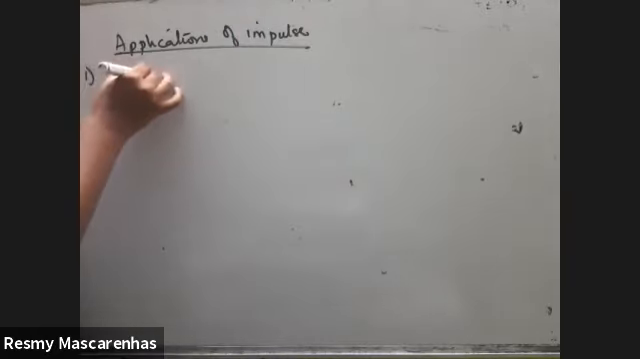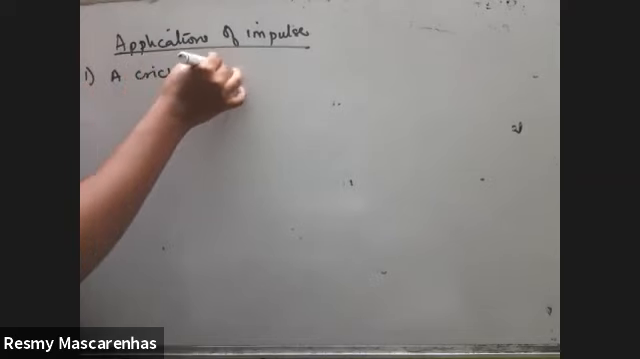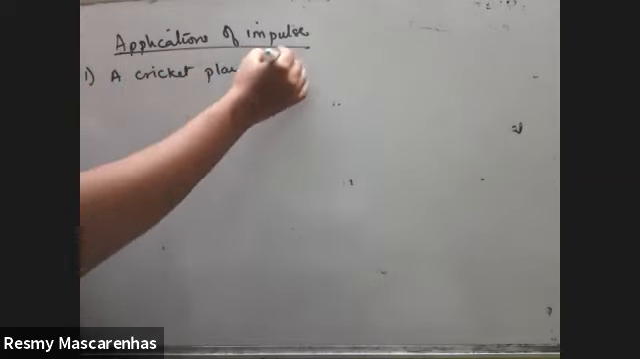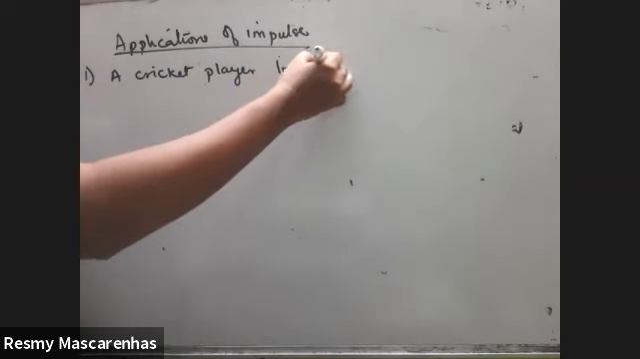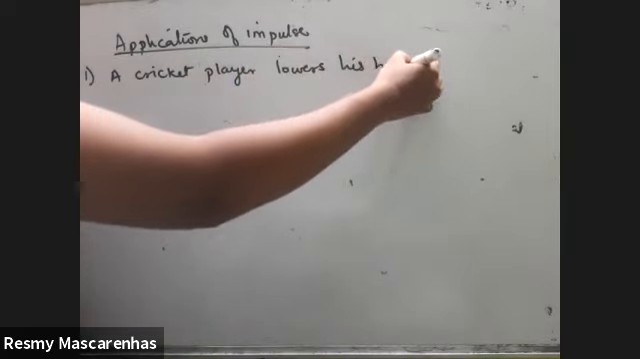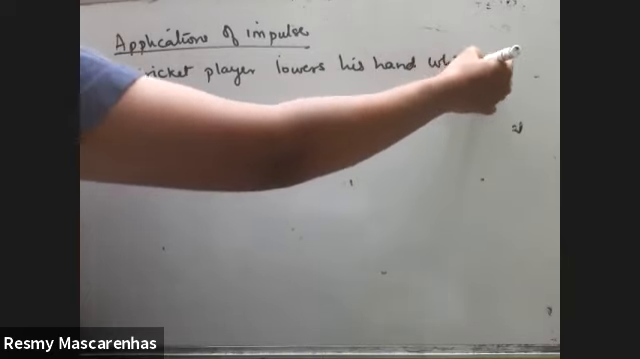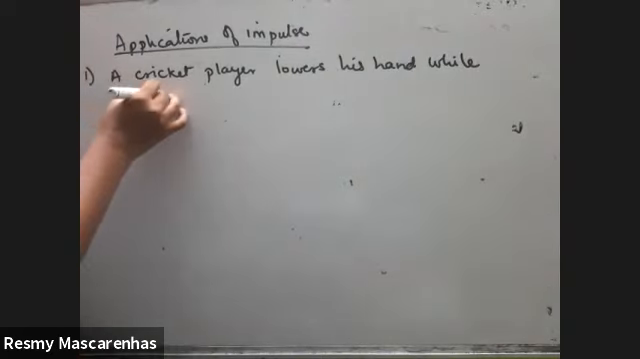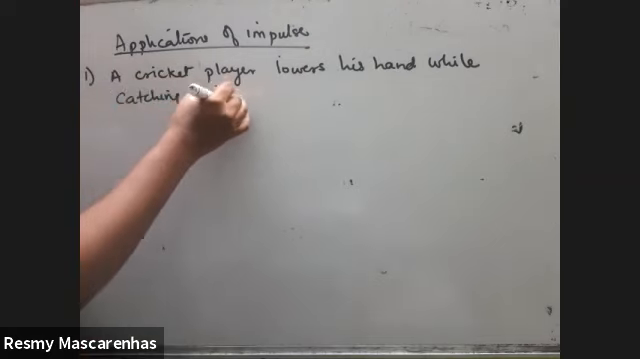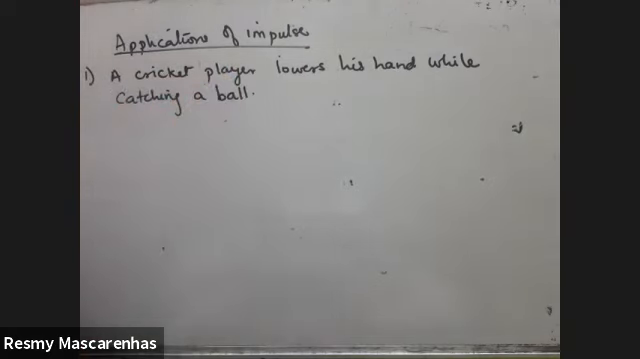First one is a cricket player lowers his hand while catching the ball. See, only for that fraction of a second, when the ball tries to hit the hand, the impact is very high for that small time.